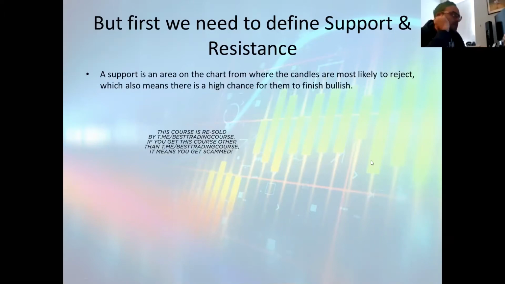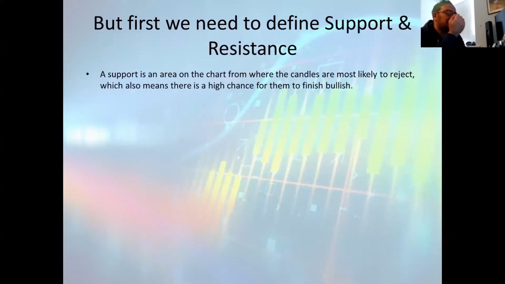So a support is an area on the chart from where the candles are most likely to reject, which also means there's a high chance for them to finish bullish, right? So a support is basically an area on the chart where price starts to go bullish. Make sense? Very, very simple explanation, right?